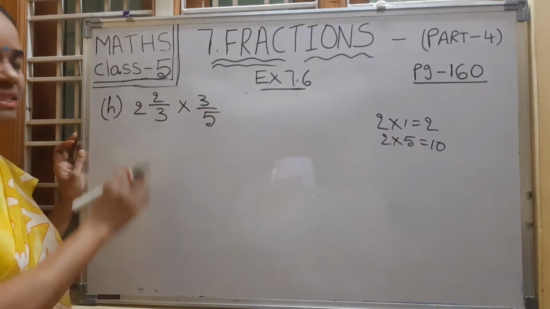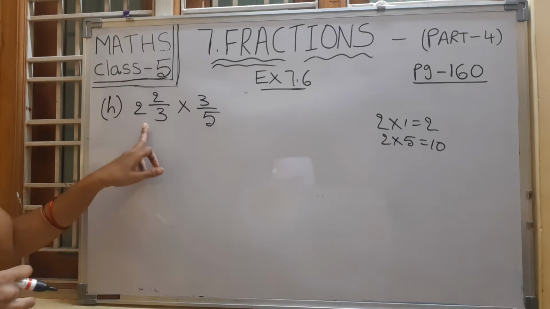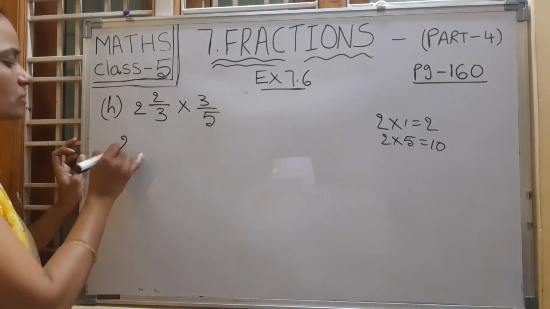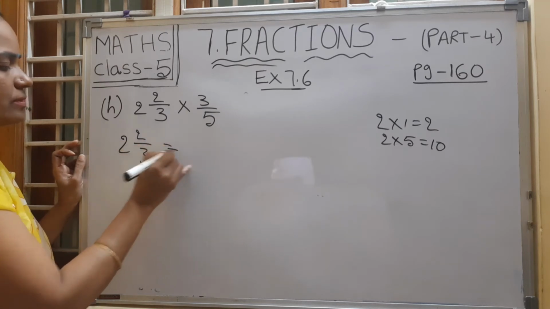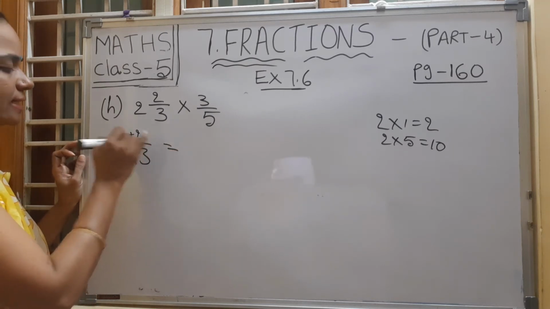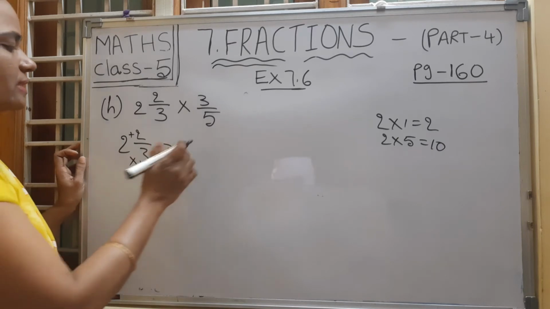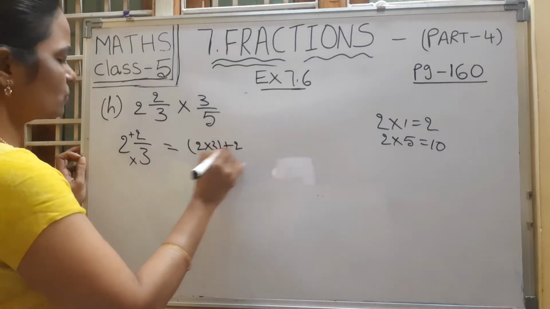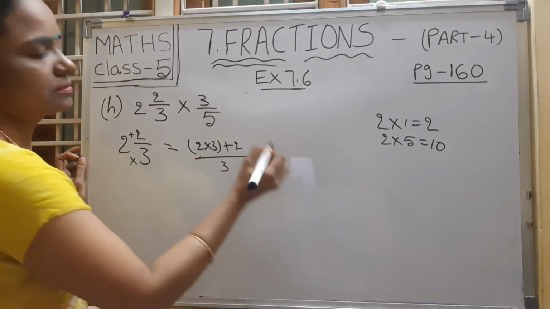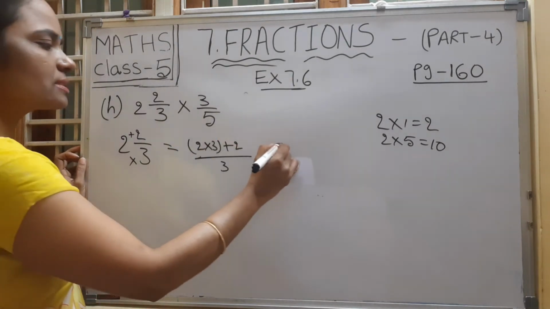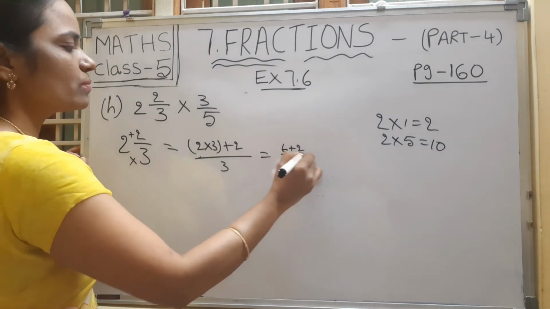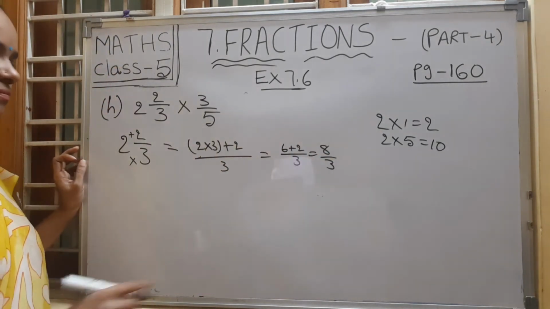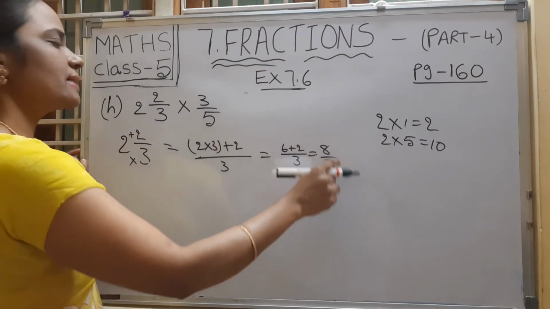Okay, children, this is a mixed fraction. First convert this into improper fraction. So what is 2 by 3 value? Here take multiplication and here take addition. 2 3s are 2 into 3 plus 2 by 3. Okay, children, 2 3s are how much? 6. 6 plus 2 by 3. 8 by 3 is the answer. So 2 by 3 means 8 by 3.